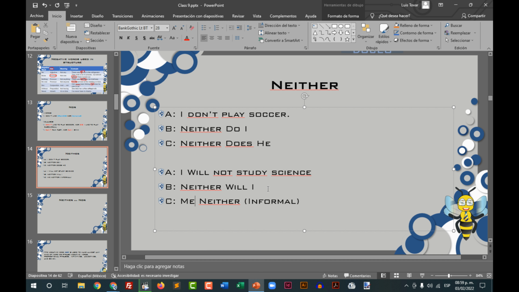But she too? No. I'm sorry, no, we cannot say she too. He neither, tampoco. O sea, only with I, with me. Yes, that's right. Only with me. And it is informal. Normally it is used in speaking. And this is how we use the word neither.